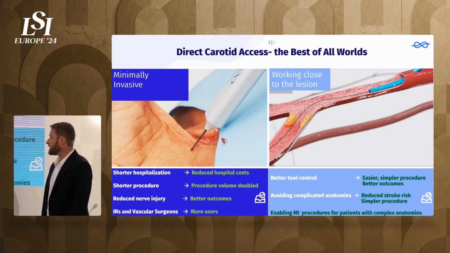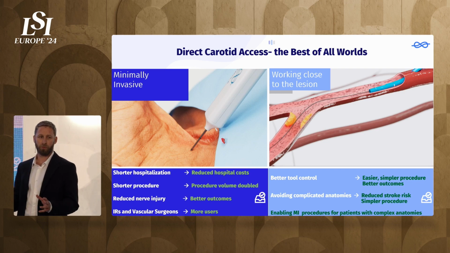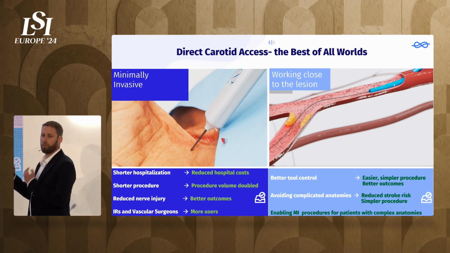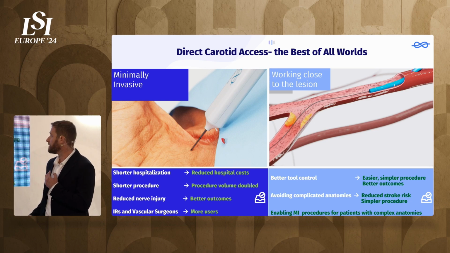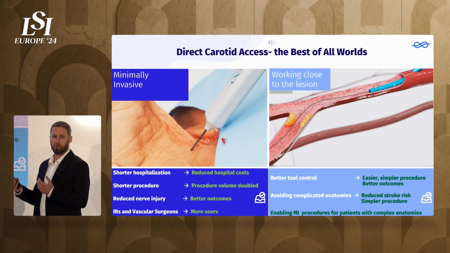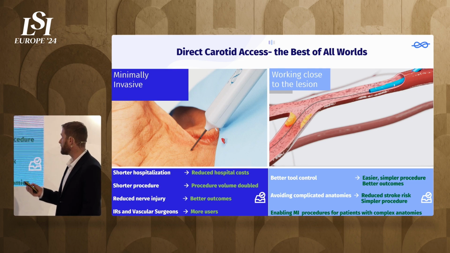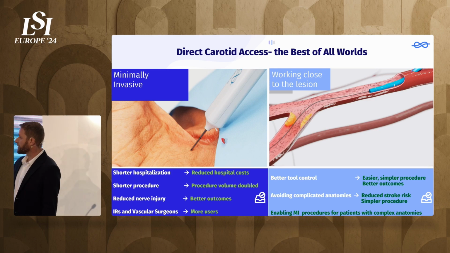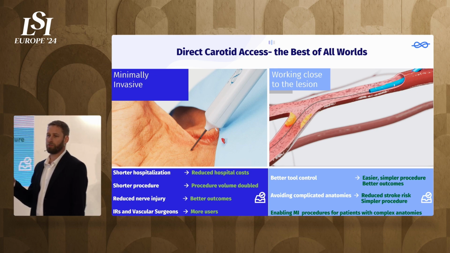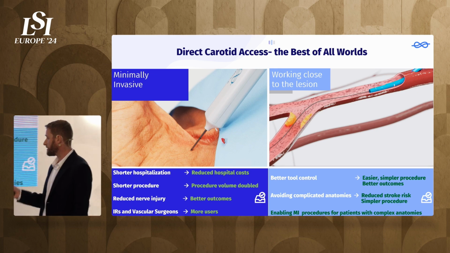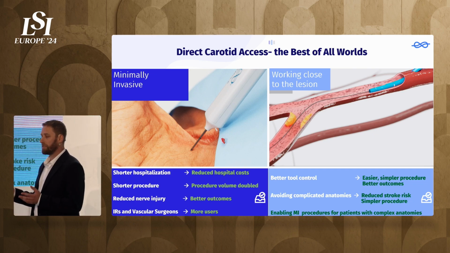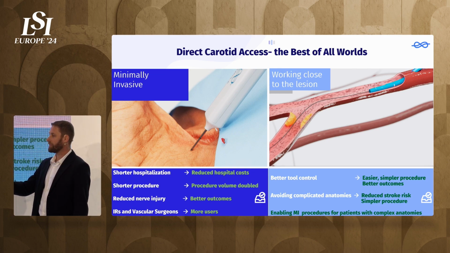So, Pylon Medical. We are taking the best elements from both approaches by going directly to the carotid with a minimally invasive approach. By working from the carotid, we are avoiding challenging anatomies and allowing the physician to have better control over the surgical tool, which leads to better outcomes. Of course, we're shortening the procedural time by doing the direct carotid access. Adopting the minimally invasive approach reduces the procedural time to half compared to other procedures, and shortens the hospitalization time, which will directly reduce the hospital costs. And it can be performed by interventionalists and vascular surgeons as well.